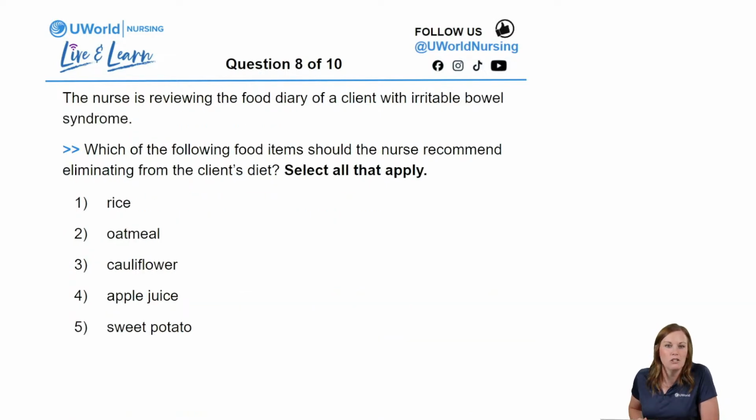Question 8, in the home stretch. The nurse is reviewing the food diary of a client with irritable bowel syndrome. Which of the following food items should the nurse recommend eliminating from the client's diet? Select all that apply. Option 1, rice. Option 2, oatmeal. Option 3, cauliflower. Option 4, apple juice. Option 5, sweet potato. What do you guys know about this? And a bonus point, let us know what type of diet somebody with IBS should follow.